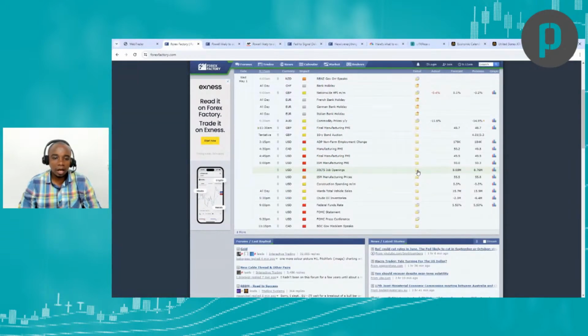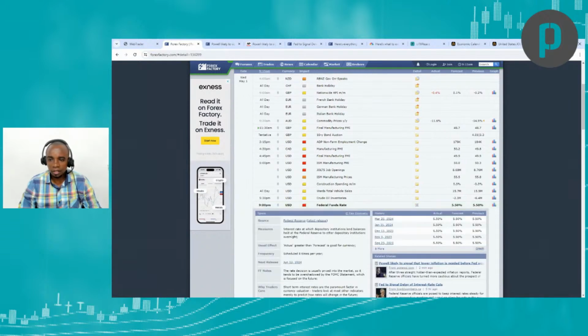However, we can see what will happen later from 9 p.m. We have the Fed interest rate decision, where traders are anticipating that there will be no hike. The consensus is that the rate will still remain at 5.50. Remember, the Fed has been trying to fight inflation to bring it down to 2%. And so until then, we still have to see whether these guys will make a decision.